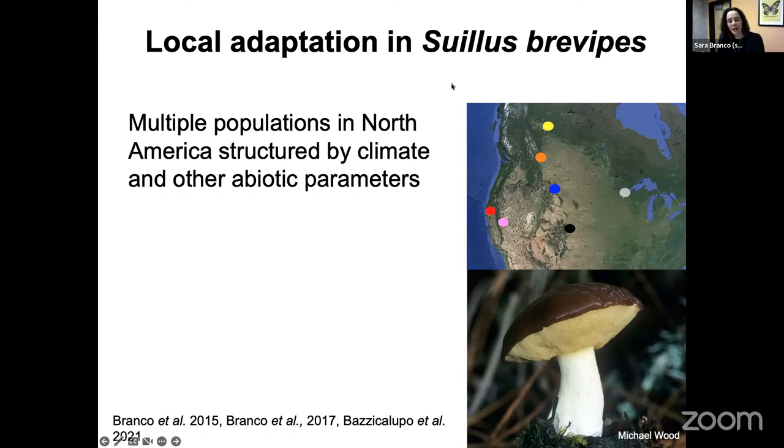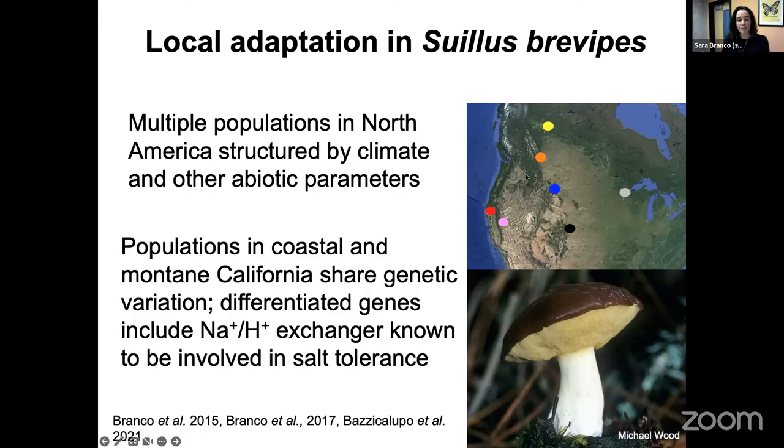And what was interesting is that it was clear that this population was actually structured by climate and some other abiotic parameters. And when I looked at the populations in California, these two, this red and pink ones, what I found is that the populations in the coastal areas and in the montane areas, they share genetic variation. So they're different, but they're not super differentiated. But what's cool is that the highest differentiation they have across their genomes include this sodium hydrogen exchanger that is known to be involved in salt tolerance. So the hypothesis here is that the coastal environment has higher salt content than in the mountains because it's closer to the ocean. And that might be what is driving the divergence of these two populations.